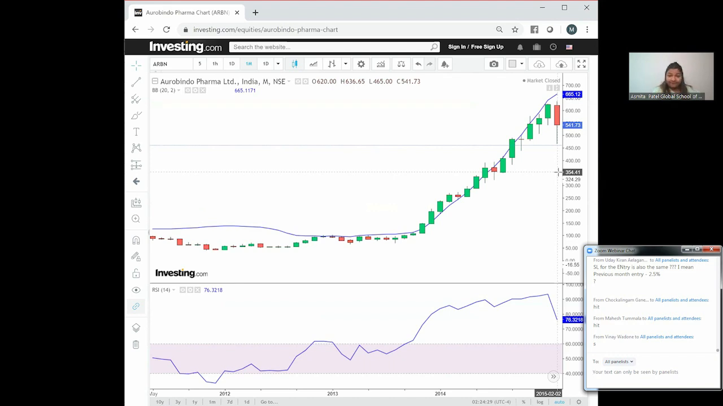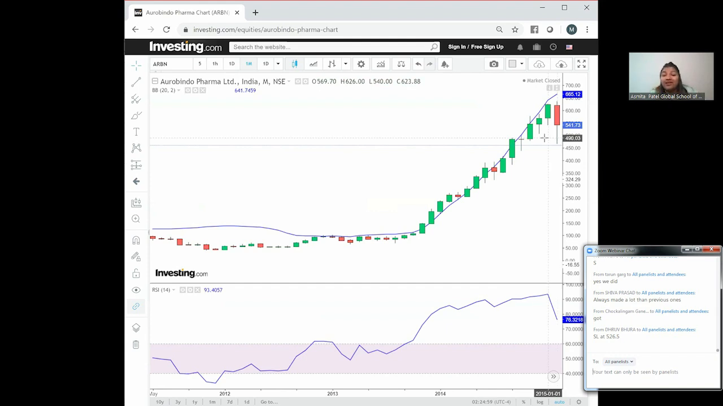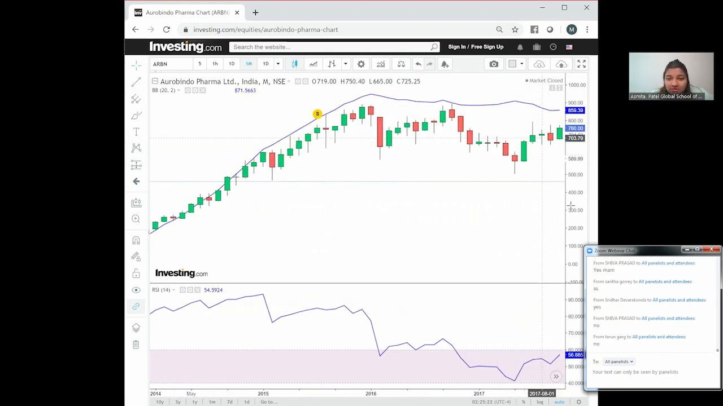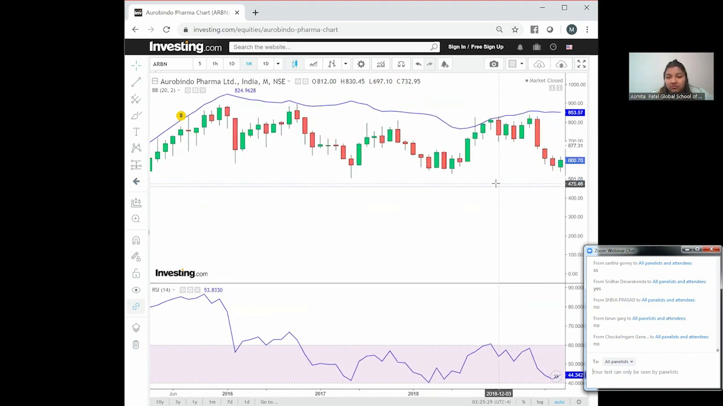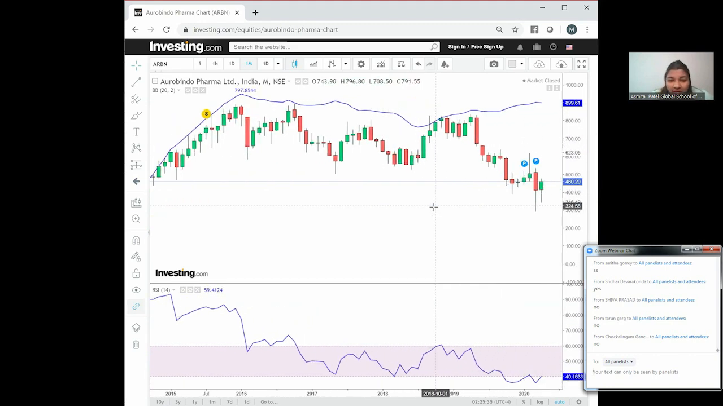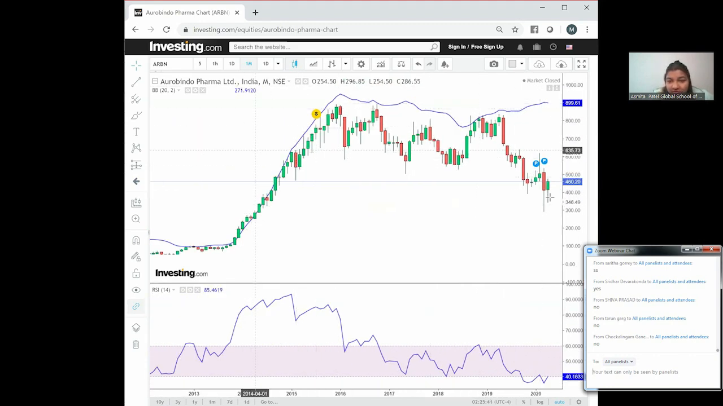Rule number 1. Monthly candle should close above the upper Bollinger Band. Upper Bollinger Band. Monthly candle should close above upper Bollinger Bands. Upper, green color, above upper Bollinger Bands. Yes, Madhav. Upper Bollinger Bands. Monthly candle should close above upper Bollinger Bands.